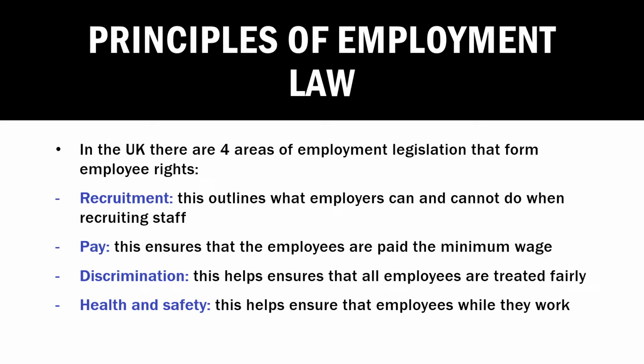Principles of employment law. In the UK, there are 4 areas of employment legislation that form employee rights. The first one is recruitment. This outlines what employers can and cannot do when recruiting staff. The second one is pay. This ensures that employees are paid the minimum wage. Then discrimination. This helps ensure that all employees are treated fairly. And health and safety. This helps ensure that employees are safe while they work.